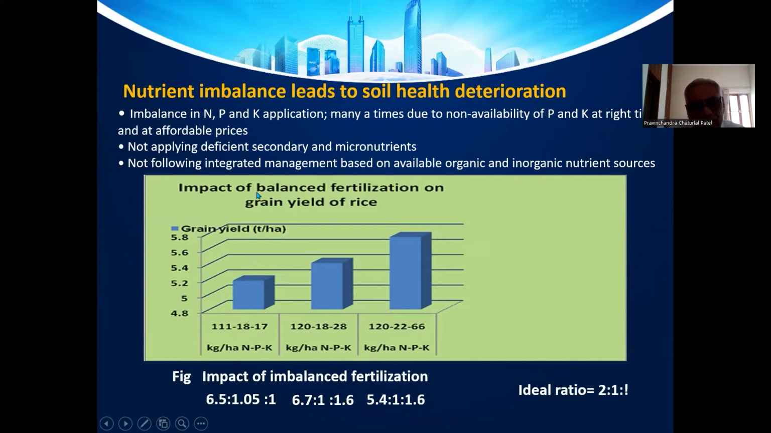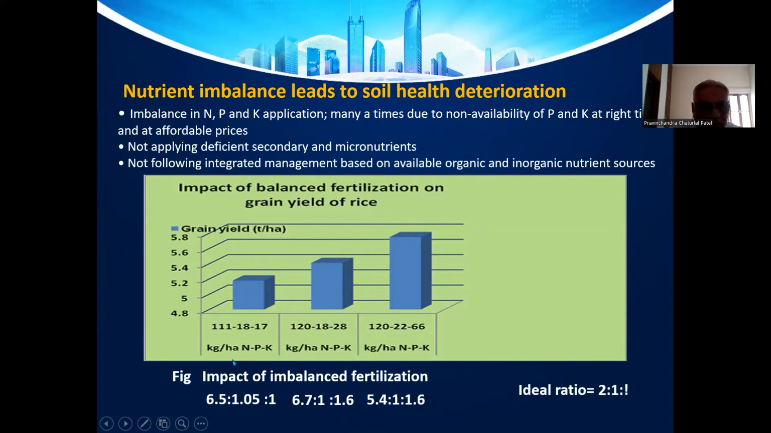So here you can see the impact of balanced fertilizer on grain yield of rice. The ideal ratio of nitrogen, phosphorus, and potassium is 2:1:1. Here you can see the ratio somewhat near to 2:1:1, that is 5.4:1:1.6. So we are getting the higher crop production, 5.7 tons per hectare of rice grain.